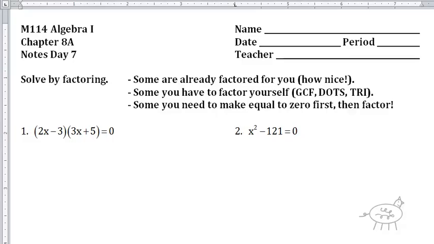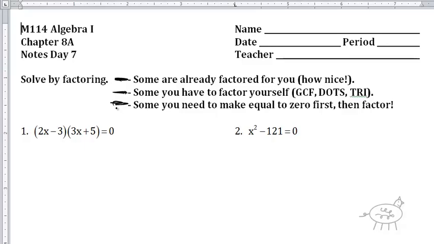Okay, so you're going to have to, as it sometimes even says here, some are already factored for you. It's kind of nice. Some you have to factor yourself using GCF, difference of two squares, or trinomials. And some you need to make equal to 0 first, then you factor. All right, so let's just work on the problems now.